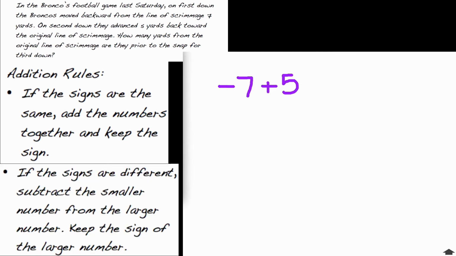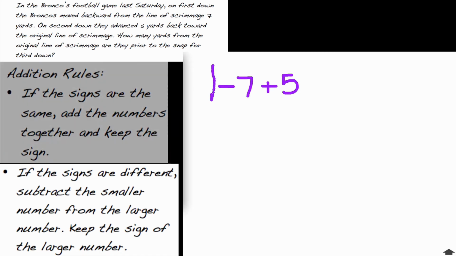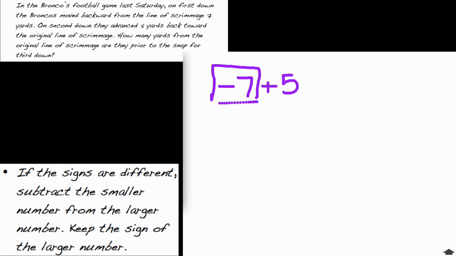The second rule that we can follow for addition is if the signs are different, subtract the smaller number from the larger number. Keep the sign of the larger number. So in our problem here, we're looking at the -7 is the larger number, so we're going to take 7 minus 5. 7 minus 5 is going to give us an answer of 2.